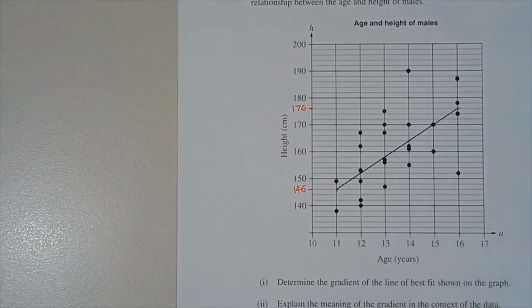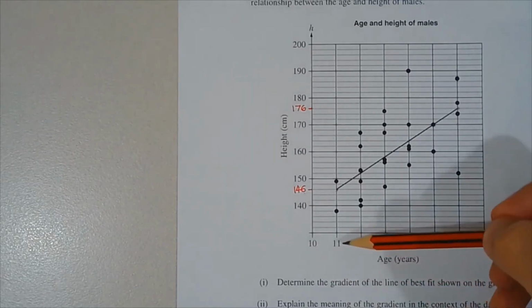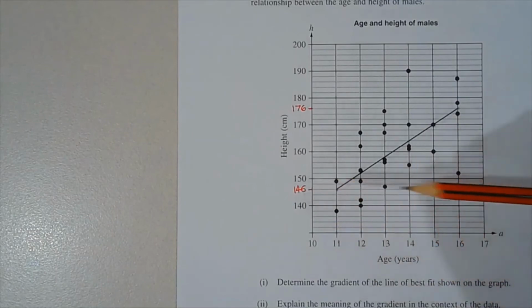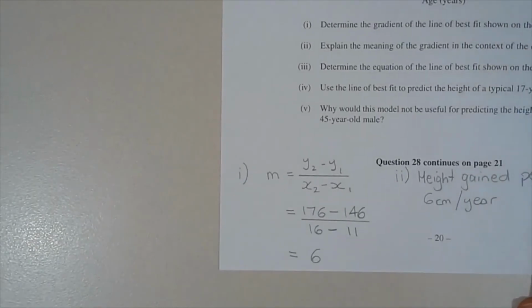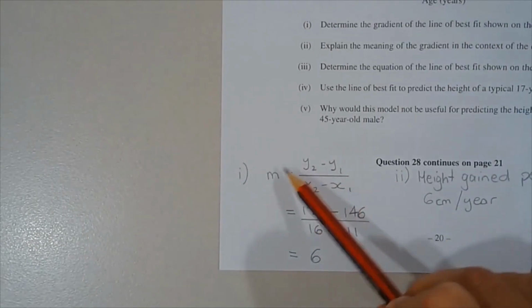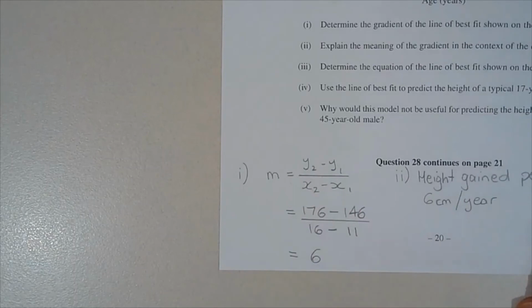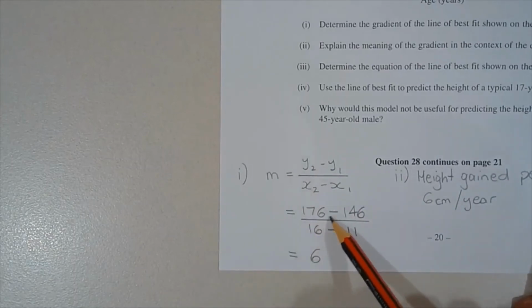And it's very important that we get the order correct as well. So this is x1, y1. This will be x2, y2. So back to the formula. So substituting in those values into the 2-point formula for gradient, we have 176 minus 146 over 16 minus 11, and that gives us a gradient of 6.